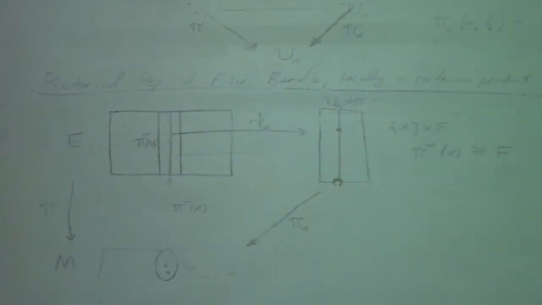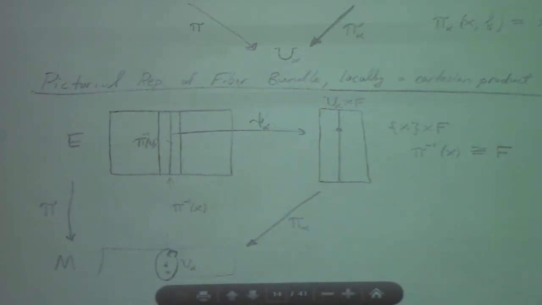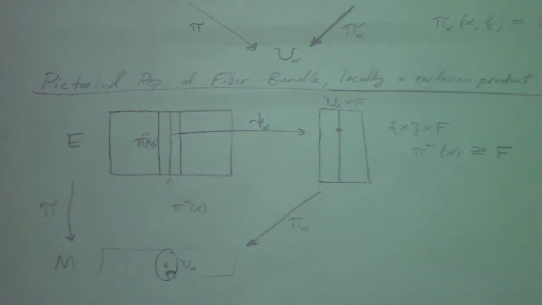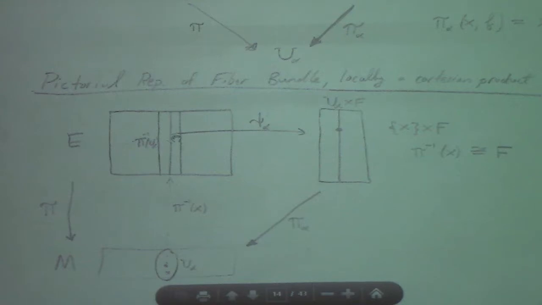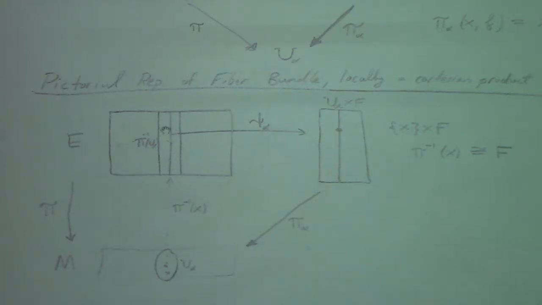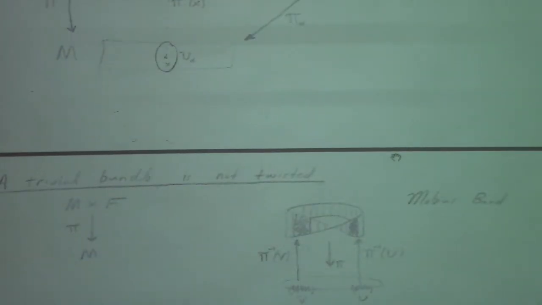Here's a picture. So you've got your total space, you've got your base space. Here's one of your local trivializing chart domains down here, and an inverse image up in the bundle of the U alpha. Then the psi alpha takes you from that over here to a boring, plain Jane trivial bundle, the Cartesian product of U alpha and F. So as I was telling you, pi inverse of x is bijectively corresponding to F according to this map. All right.